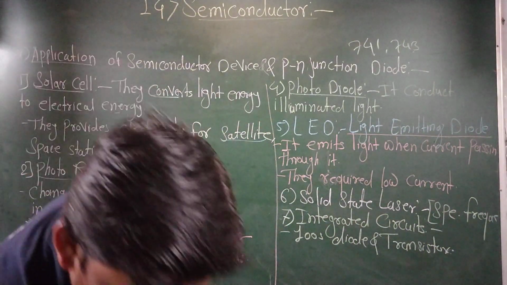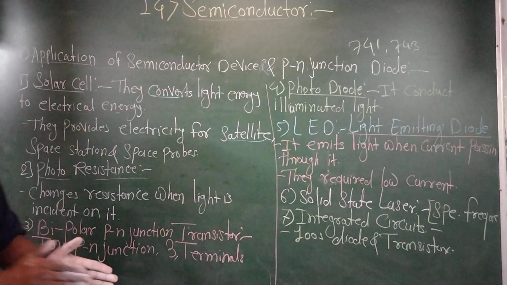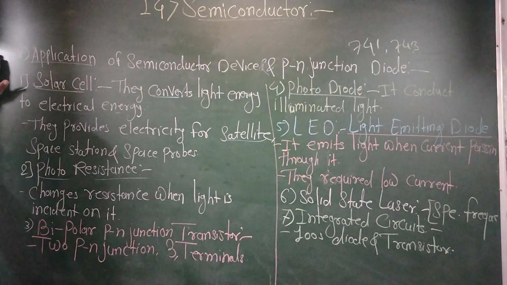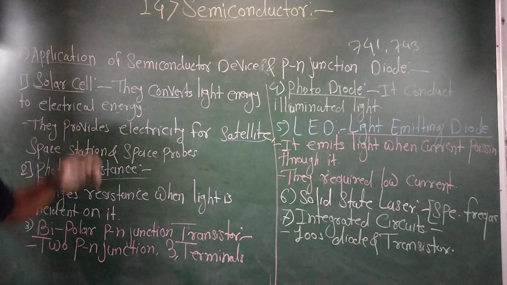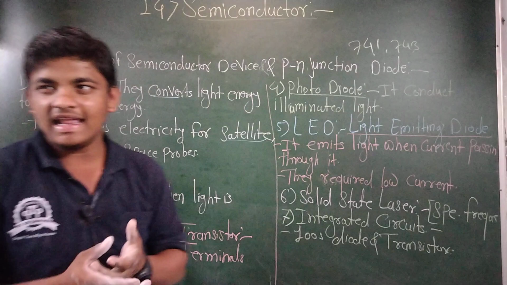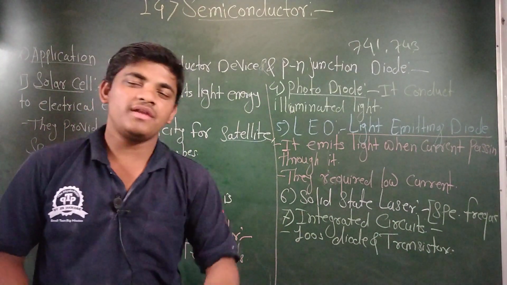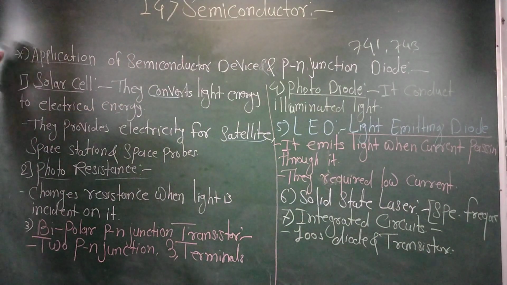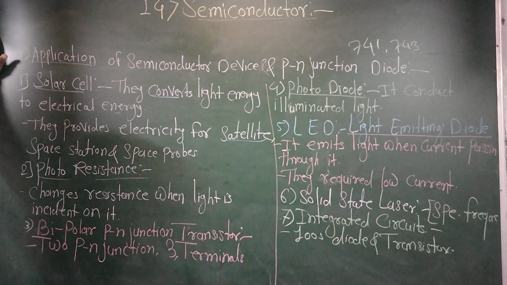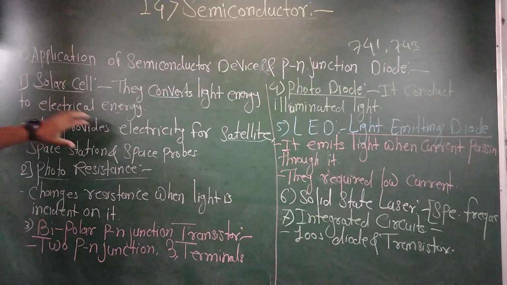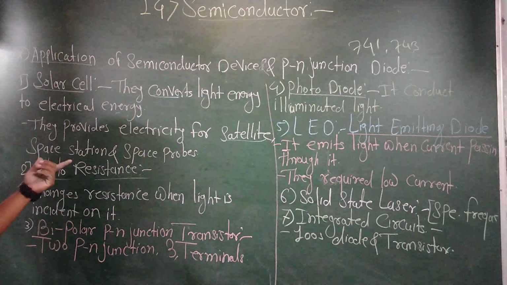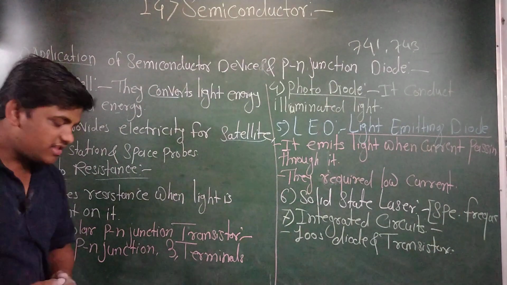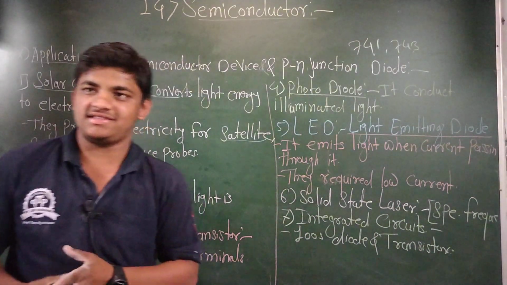Okay, these lectures will be finished here after the revision of these applications of the semiconductor devices and PN junction diode. A solar cell converts the light energy into the electrical energy. They provide the electricity, and they also provide the electricity for satellites, space stations and space probes. After that we have discussed the photoresistors.